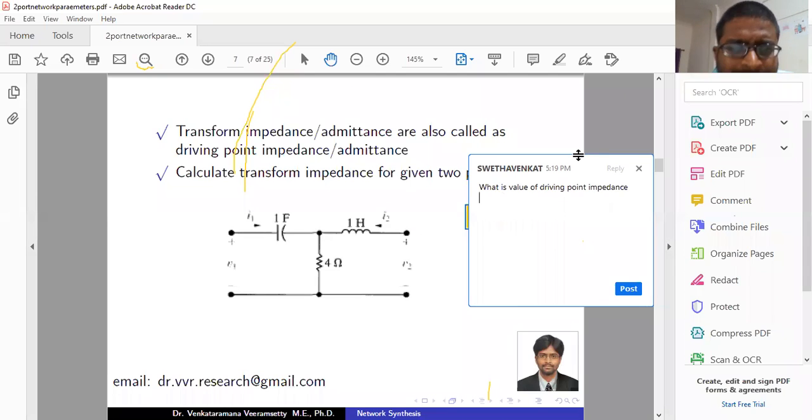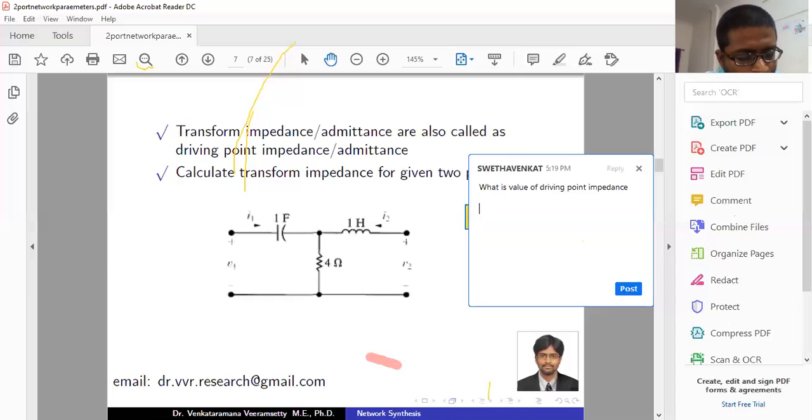So driving point impedance for this circuit. This is a two-port network. Anyone can give the value of driving point impedance for the given 2-port network? Since it is a 2-port network, definitely we have 2 driving point impedances. One is at port 1, another is at port 2. So what are those driving point impedances? What is the value of the driving point impedances?